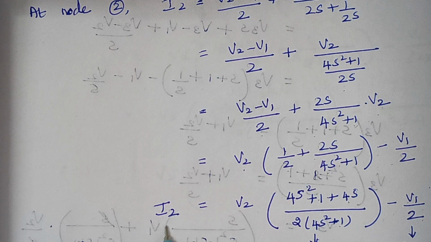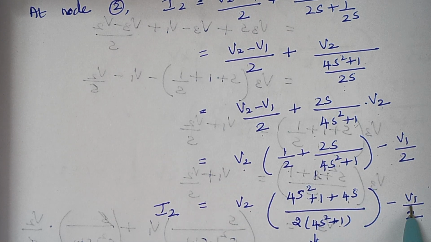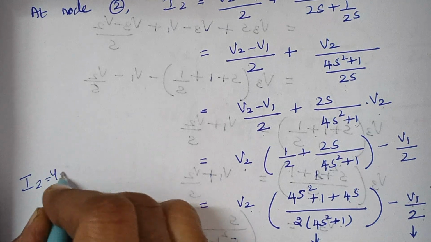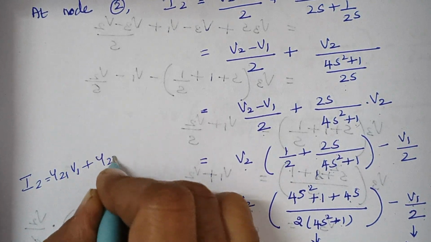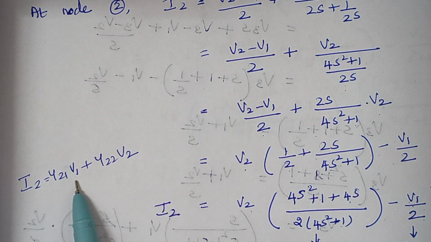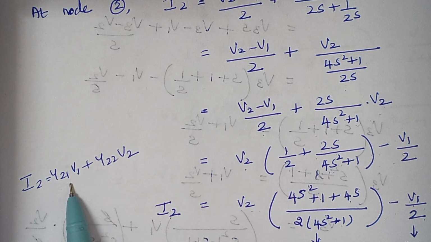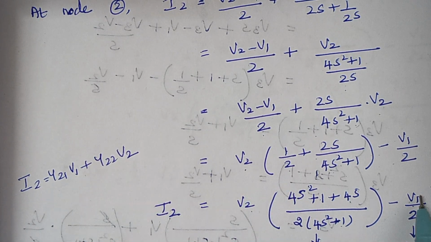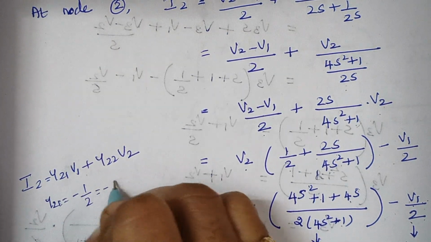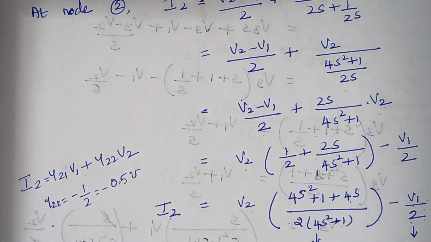Now we have framed I2 in terms of V2 and V1. Now we are going to compare this equation with our standard expression. So what is the standard equation? I2 is given by Y21 V1 plus Y22 V2. Now when you compare, first we will find Y21. That is the coefficient of V1. So this is your V1. What is the coefficient of V1? It is minus 1/2, right? Therefore, Y21 is minus 1/2, which is minus 0.5 mho.